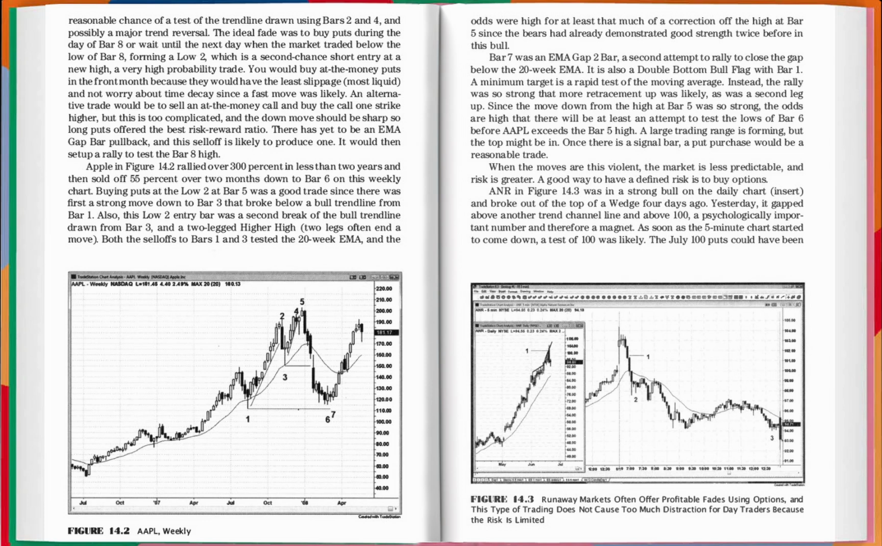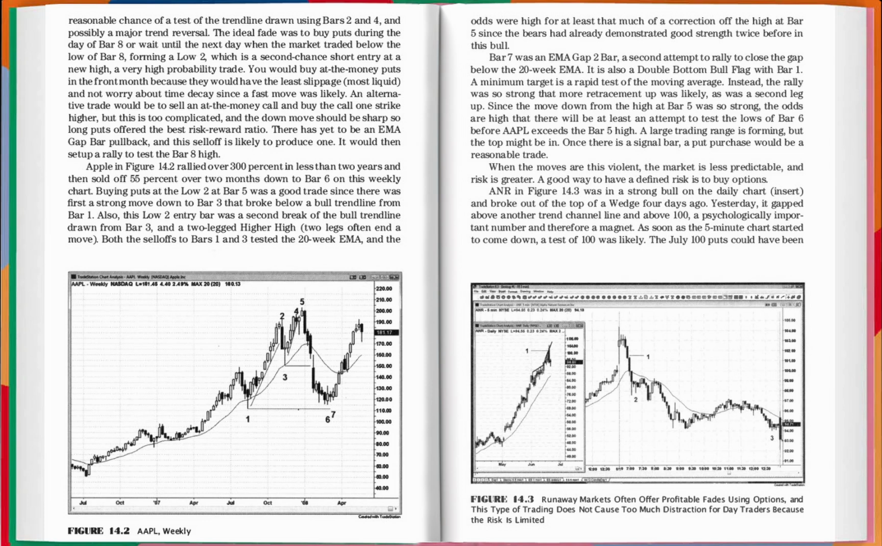Apple in figure 14.2 rallied over 300% in less than 2 years, and then sold off 55% over 2 months down to bar 6 on this weekly chart. Buying puts at the low 2 at bar 5 was a good trade since there was first a strong move down to bar 3 that broke below a bull trend line from bar 1. Also, this low 2 entry bar was a second break of the bull trend line drawn from bar 3, and a 2-legged higher high, 2 legs often end a move.